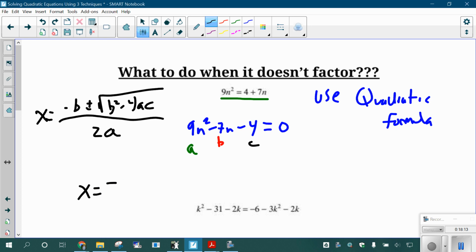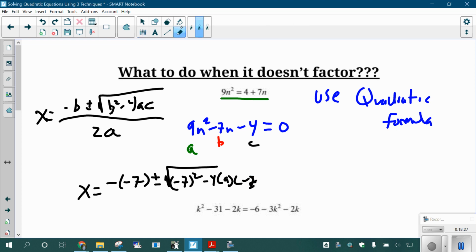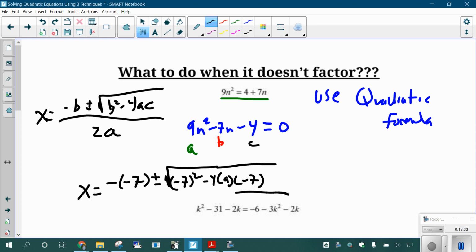Negative 7 plus or minus the square root of negative 7 squared minus 4 times 9 times negative 7, all over 2 times 9. I recommend simplifying this in a few steps. You can definitely use your calculator here. First, I'd type all this into your calculator. Again, the parentheses there are important.